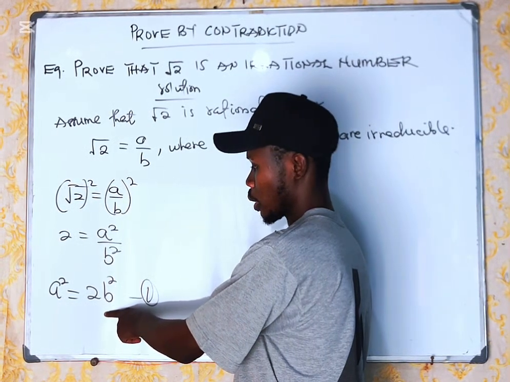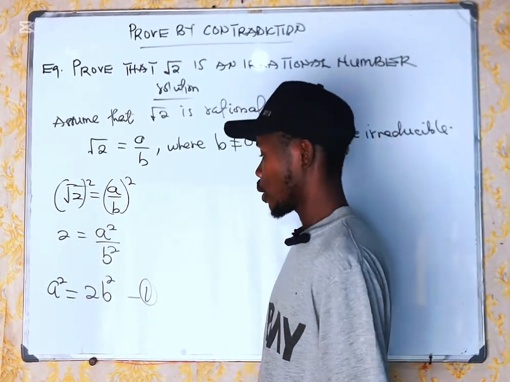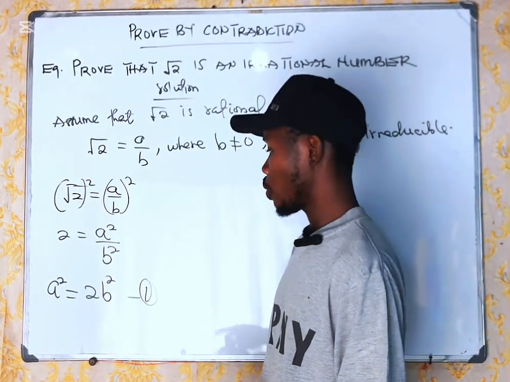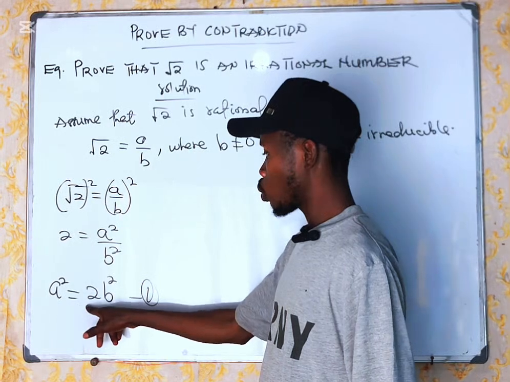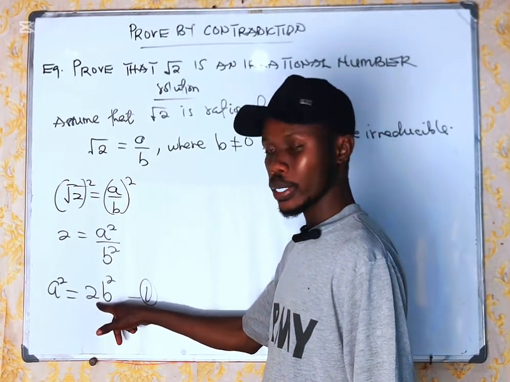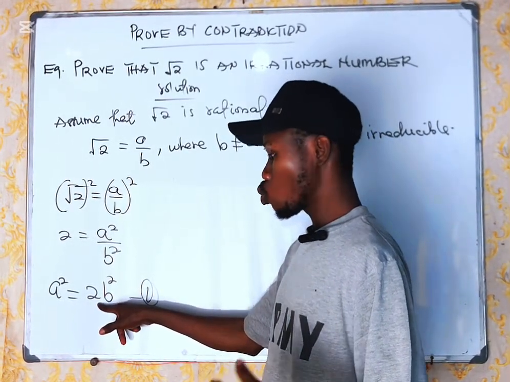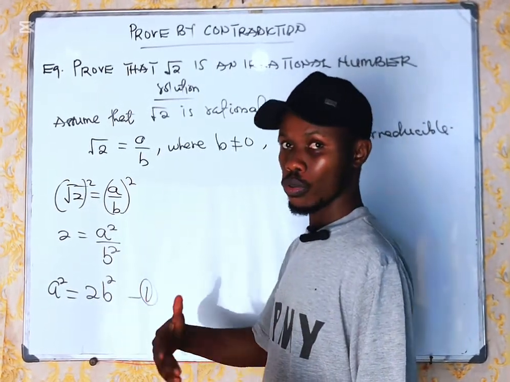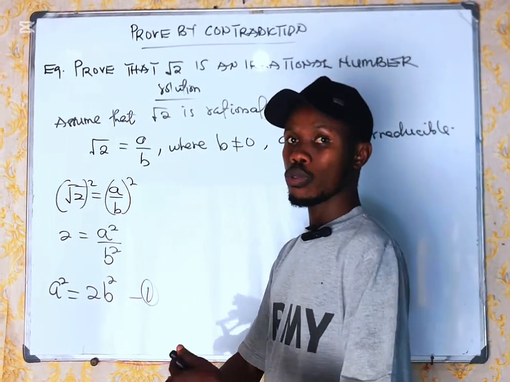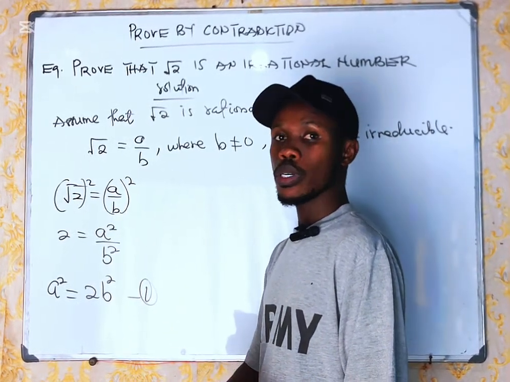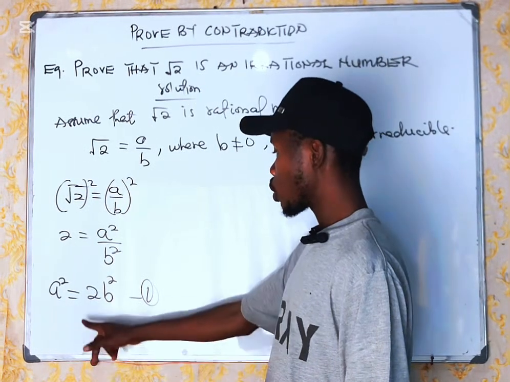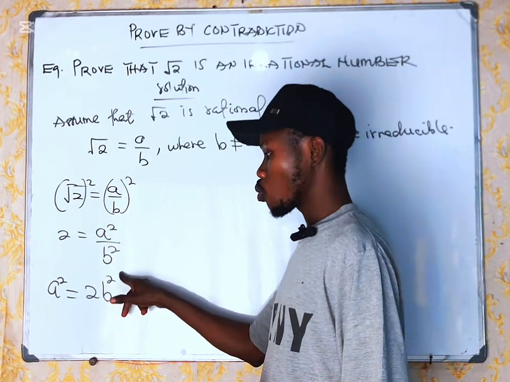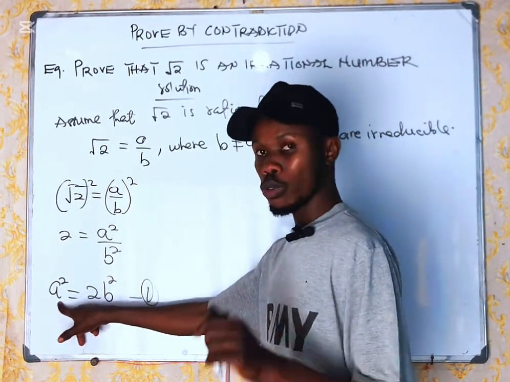So after getting this, I can confidently say that a squared is even. The letter a squared is even because a squared is equal to 2b squared. And remember that 2 is a factor of every even number. So if I give you 4, 4 has a factor of 2. If I give you 2, 2 has a factor of 2. If I give you 6, 6 has a factor of 2. So since this 2 is multiplying the b squared, I can say that a squared is equal to 2b squared, which is making a squared even.